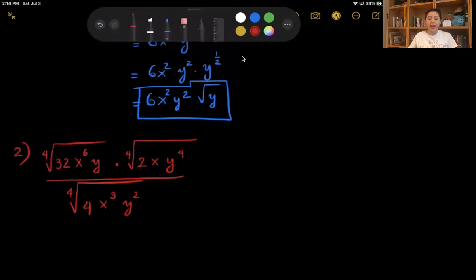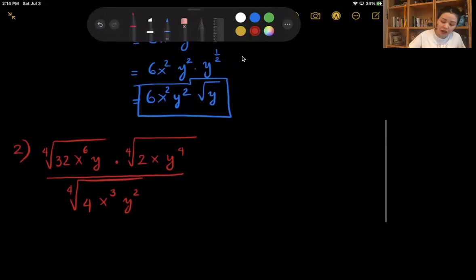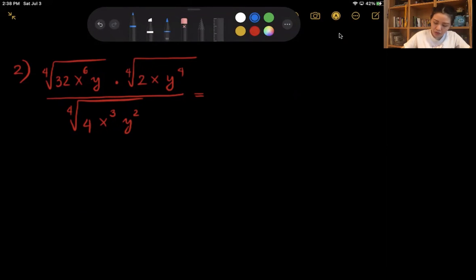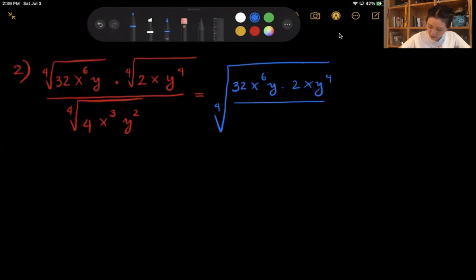All right. So the thinking process here is pretty straightforward. I see I have a lot of 4th roots here, right? I have three 4th roots. So what I can do is bring this all into one big 4th root, right? Because I have the same index everywhere, I can bring it into one giant 4th root, and everything will be underneath: 32 x to the 6 y times 2xy to the 4 divided by 4x cubed y squared.